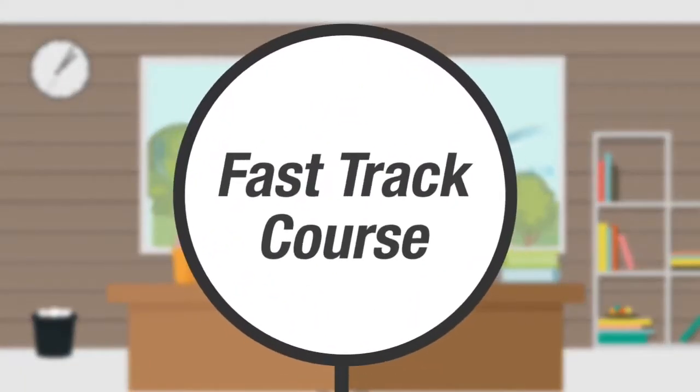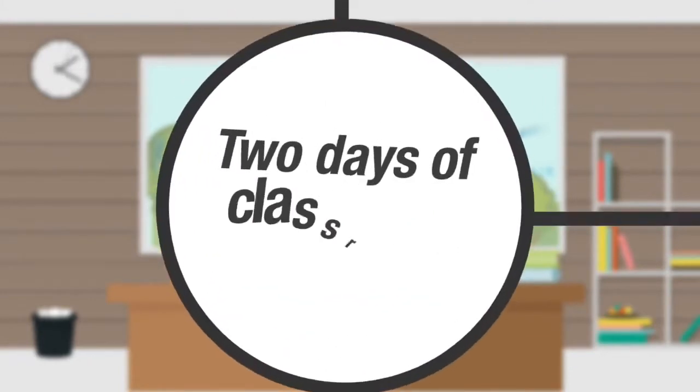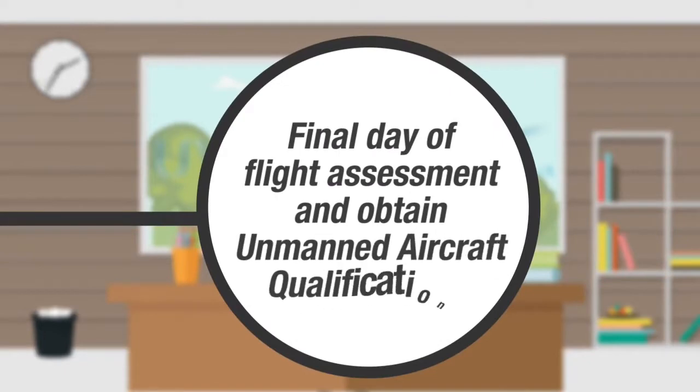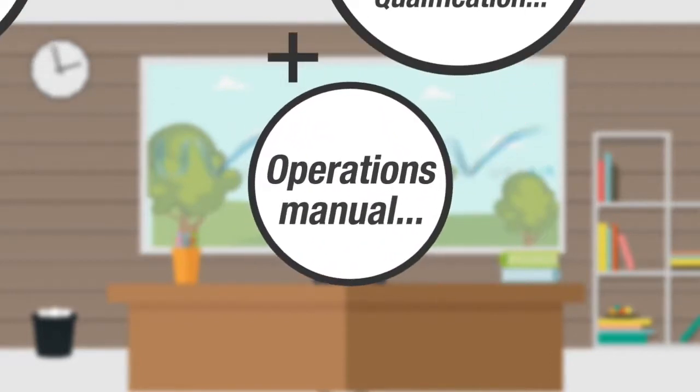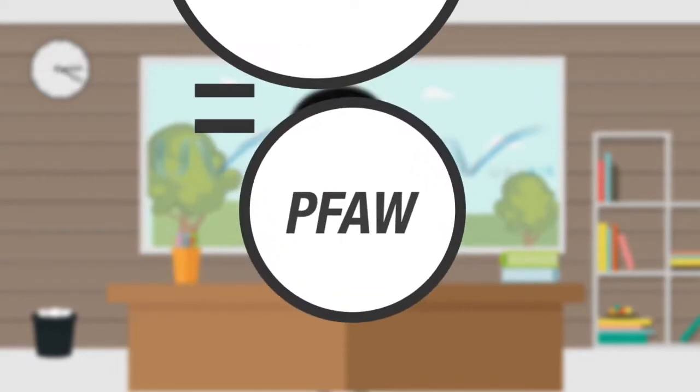This includes everything required to gain a UAQ in just 3 consecutive days, with 2 days of classroom training followed by a final day of flight assessment. Before the course begins, the student is sent distance learning materials to help him prepare. After the course is over, he or she writes a company operations manual and is then able to apply for a Permission for Aerial Work, or PFAW, for their business. They are now legally allowed to fly.